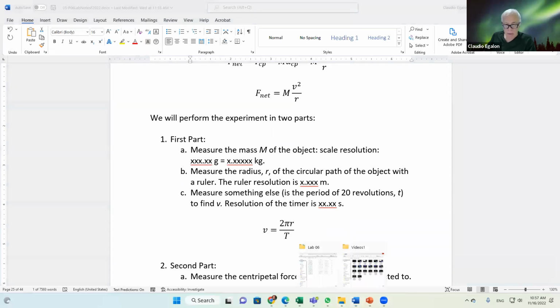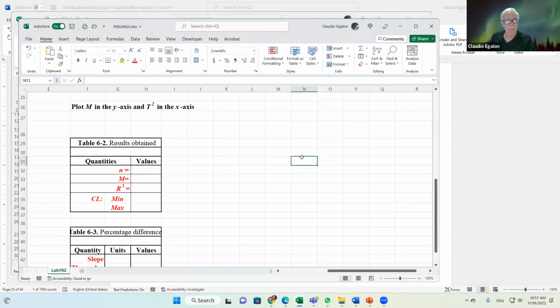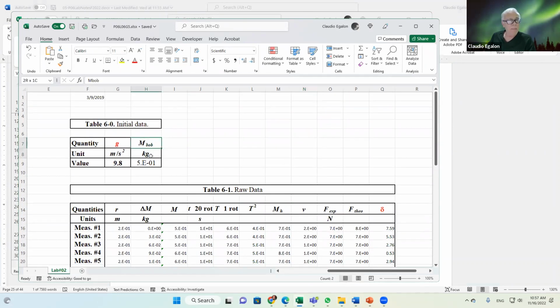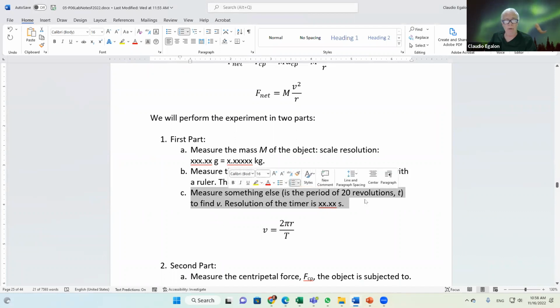So let's get our spreadsheet here so we can follow. Here's the spreadsheet. Here is the mass of the object. It's a bob that we attach and put to rotate in uniform circular motion. It has a mass here that you have to adjust the significant digits. And what else? You measure the radius of the circular path. Let me show you how we do that. We measure the radius of the circular path, and we measure something else, which is the period of a number of revolutions.